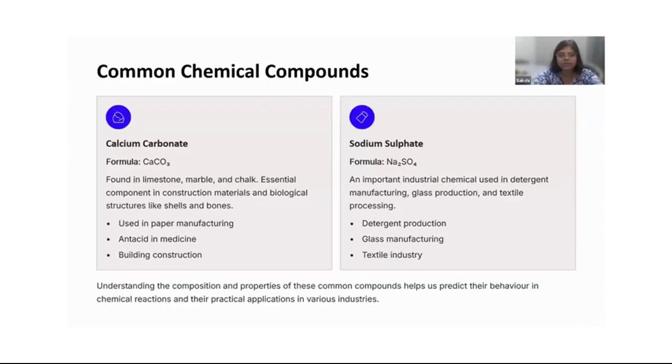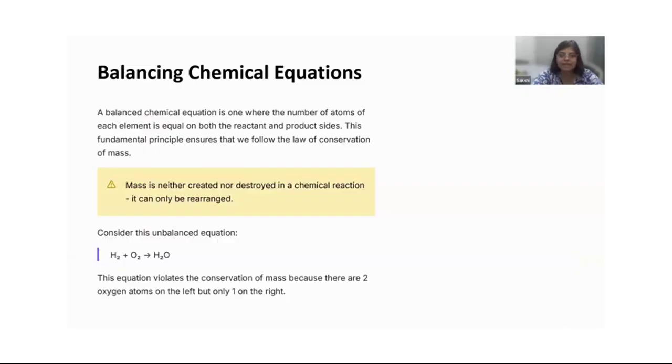These are some common chemical compounds that we are going to study in class 10th, that is calcium carbonate. Calcium carbonate is found in limestone, marble, chalk. It is used in manufacturing, and also used in antacids in medicines. It is used in the construction of buildings. Then we have sodium sulfate, Na2SO4. It is used in the production of detergents, manufacturing of glass, and the textile industry. Let us move forward.